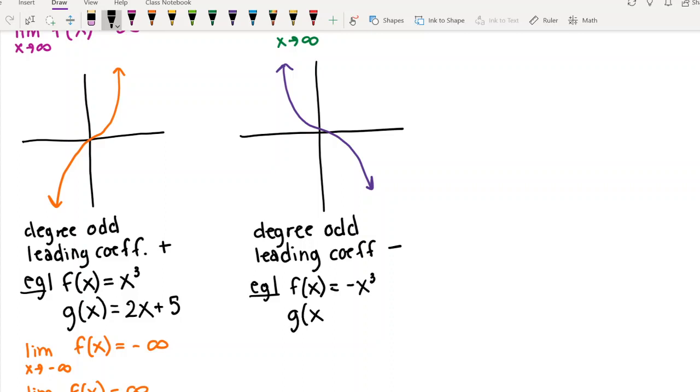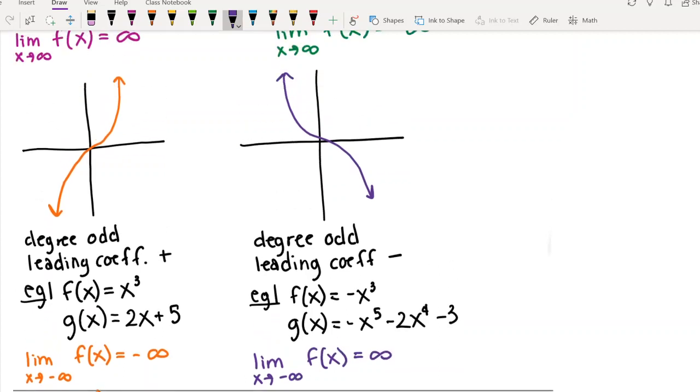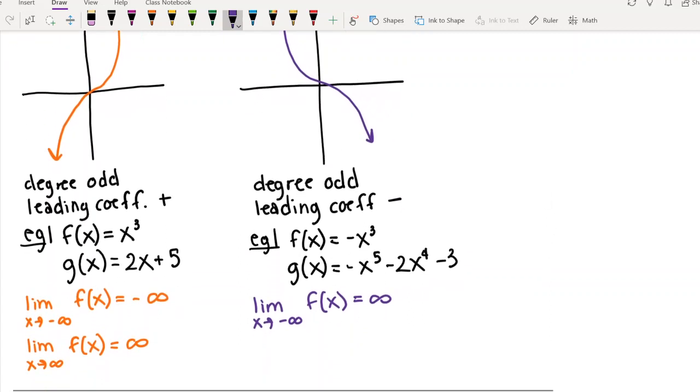But you could also have anything with, again, that negative leading coefficient and odd degree. So negative x to the fifth minus 2x to the fourth minus 3 would still have that same shape. And so therefore, the limit as x approaches negative infinity in this case is actually positive infinity, right? Because these types of functions go up on the left and down on the right. And again, why do they have that shape? I don't want to get too much into it in this video just for the sake of time, but if you just think about what happens when you plug in a really big or a really small number. And you can even test it out.